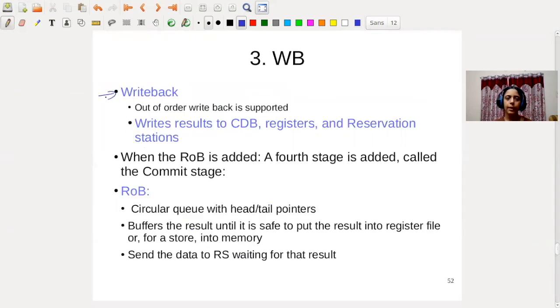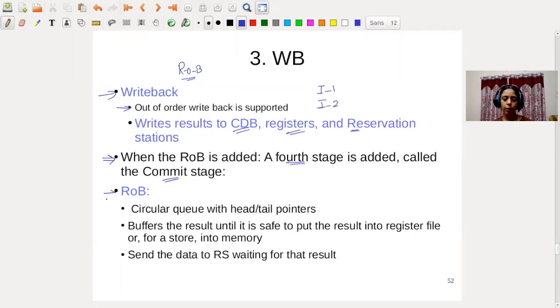Then the third step is the write back step, wherein the data is going to be written to the CDB, and from the CDB, it's going to get written to the registers and the reservation station. So if we do not have what is called the reorder buffer, we support out of order write back. That means we can write back instruction 2's result before we write back instruction 1's result. Now these are the steps that we know already. So now when you add what is called the reorder buffer, this is going to be the fourth stage of this machine. It is called the commit stage.